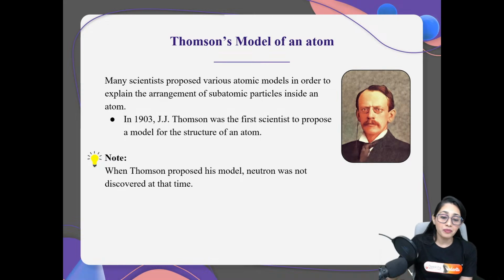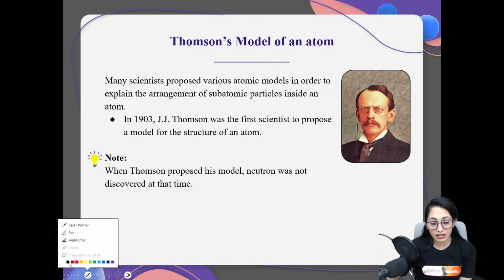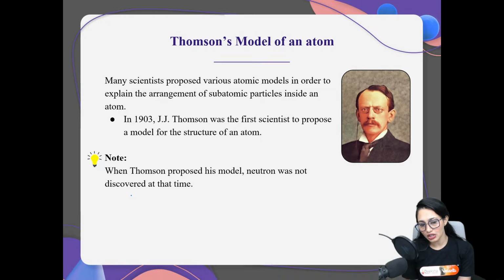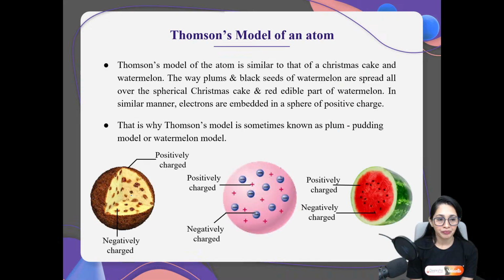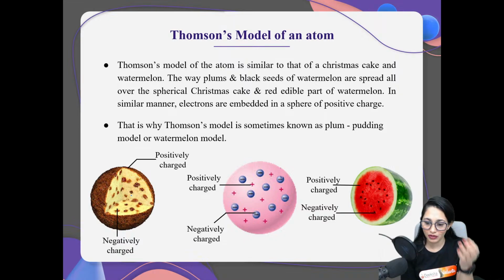When Thomson proposed his model, neutron was not discovered, so he didn't keep that in mind. He assumed that it's just electron and proton. He never kept neutron in his head because neutron was not yet discovered. Thomson's model of an atom is similar to that of a Christmas cake and watermelon. The way plums and black seeds of watermelon are spread all over the special Christmas cake and the red edible part of watermelon. Okay, so you must have eaten watermelon.